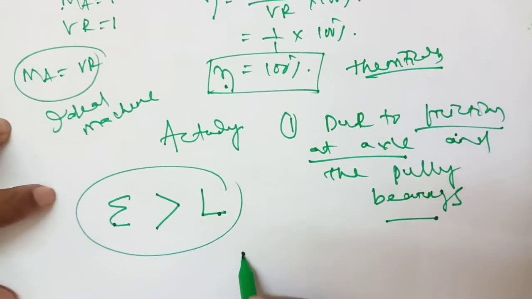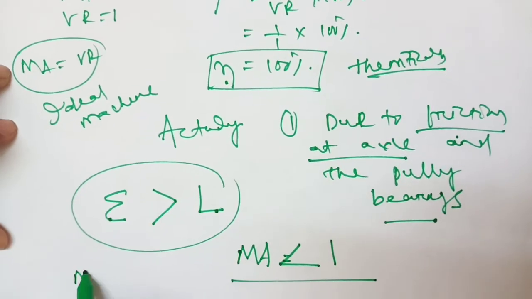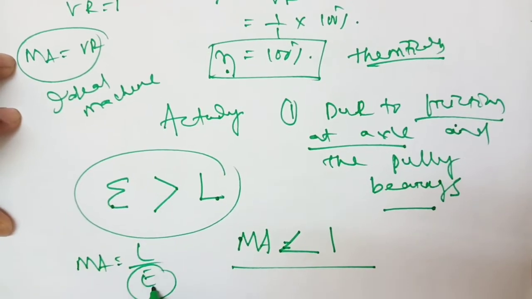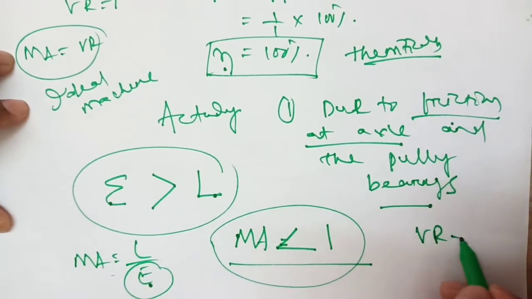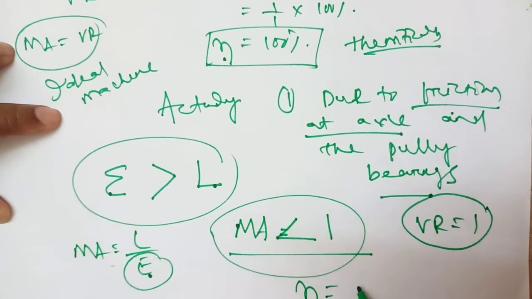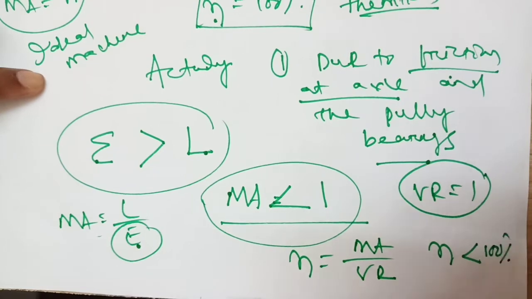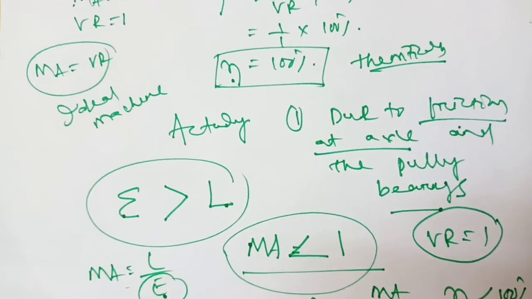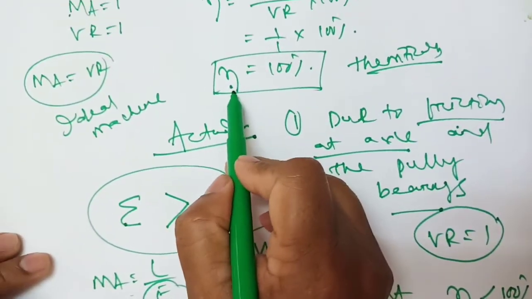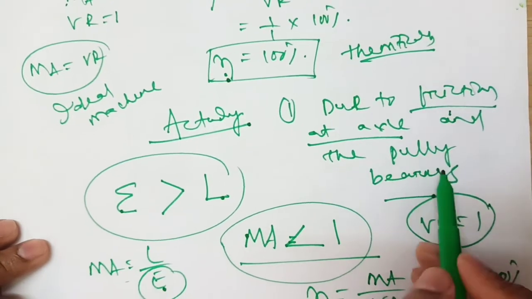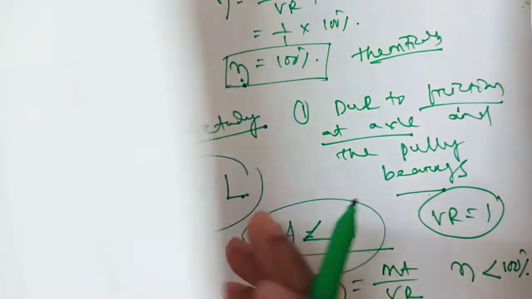So what happened in this case? MA became less than 1. As MA is equal to load by effort, effort is more, so this fraction became less than 1. So MA less than 1, but VR is equal to 1. So efficiency, as MA by VR, became less than 100%. Okay, understood? Very important point that efficiency is less than 100%. Theoretically you prove that it is an ideal machine, but due to friction at the axle and the pulley bearings, the efficiency is less than 100%. Okay. Now come to that.